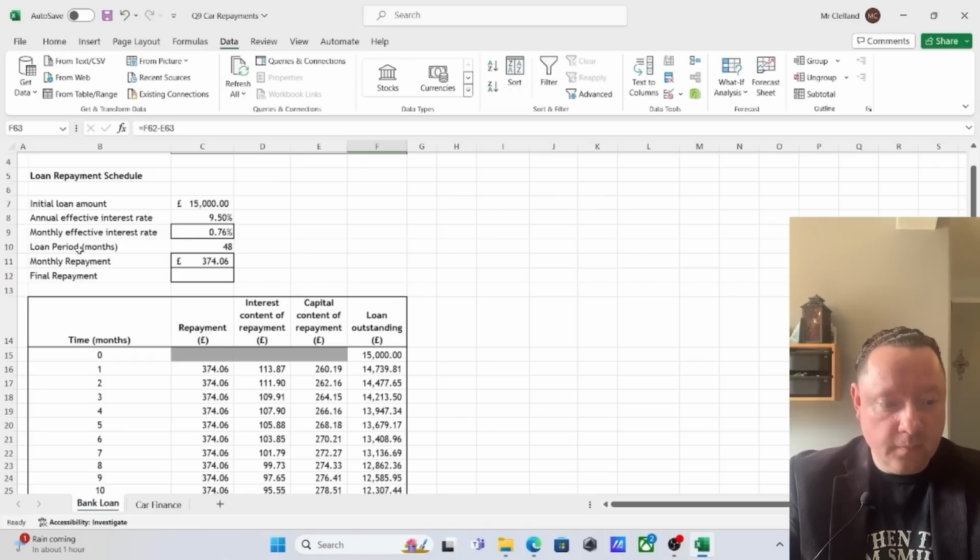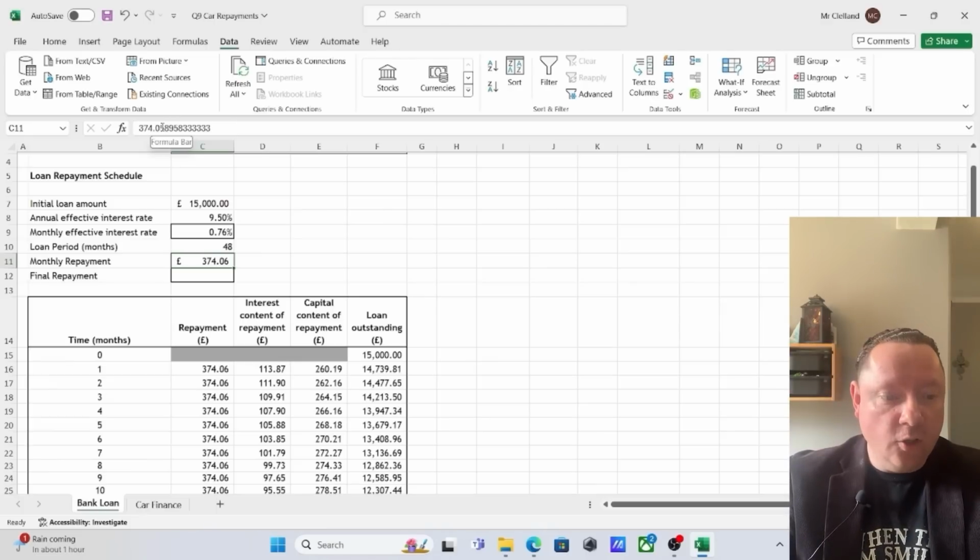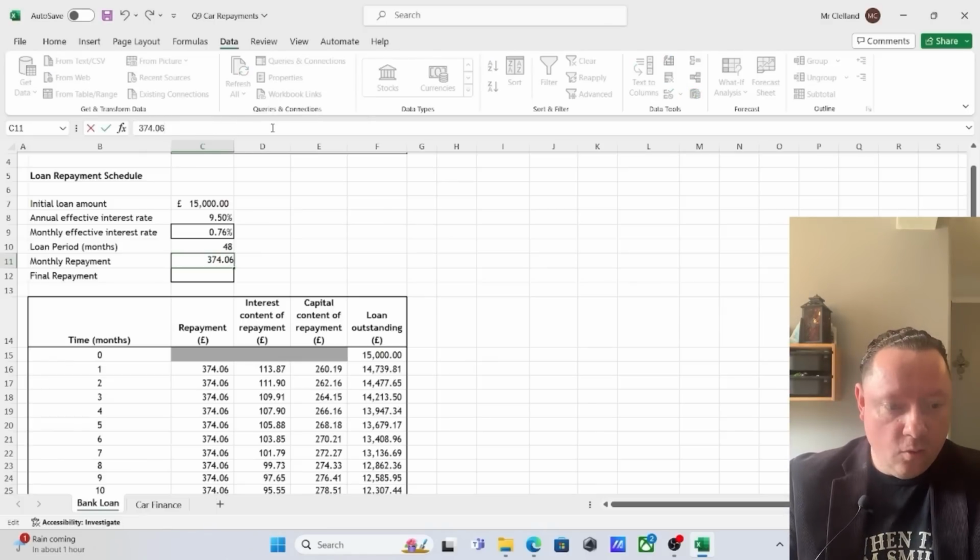However, look at our monthly repayment. It says 374.06, but it's not rounded it, it's just displaying that. So we need to change that here. You can either change it to 374.05 or 374.06, it doesn't matter. Basically, we use the 06 because you can round up, so I'm just going to do the same. So there you go, 06.